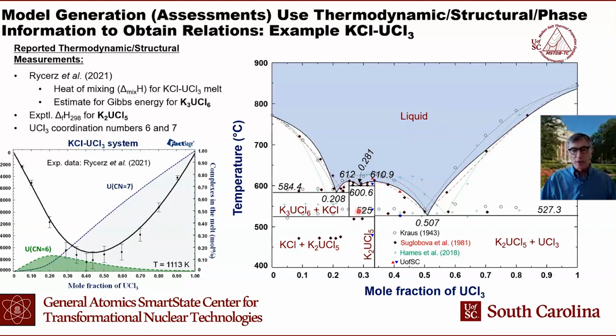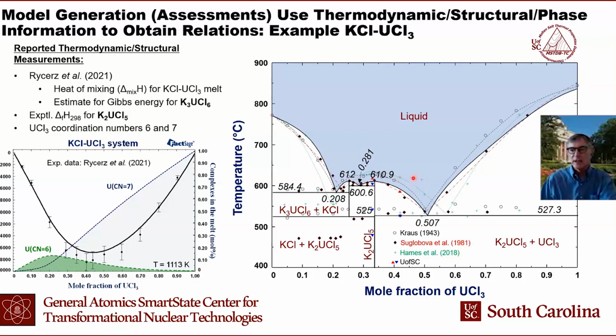We're unsure of some of the points that were reported, so we made measurements ourselves. So these are ours. The red up point is a DSC measurement of transition temperature on heating, and the blue on cooling. And so we can see that our points fall on Suglobova et al.'s data lines reasonably well. So we seem to be reproducing that phase equilibria somewhat better than, for example, Hames, who we think made something of an error in his evaluation.